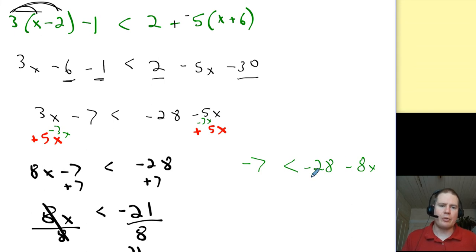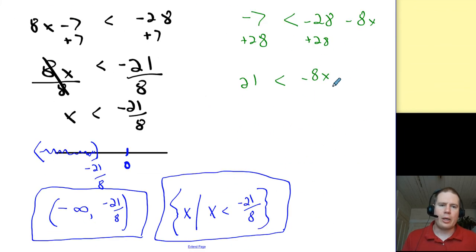That means I want to get rid of the 28. It's negative, so I'm going to add 28. Negative 7 plus 28 going opposite directions, so I find the difference, which is 21. My positive was larger than my negative, so it's positive 21. It's just 28 minus 7 is 21. And this negative is still with the 8x. So now I will divide by negative 8. Positive divided by a negative, that makes the whole thing negative. Negative 8 cancels with negative 8, giving me an x.